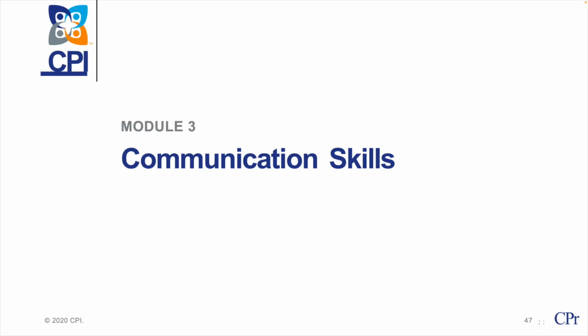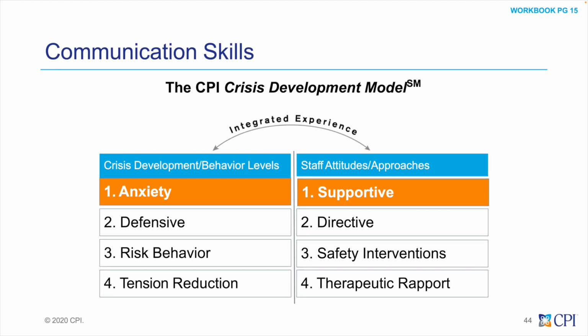Communication skills. We've already talked about the CPI crisis development model. Of course, this is the integrated experience. We have the crisis development behavior levels to the left and the staff attitudes and approaches to the right. We have anxiety equals supportive, defensive, we should be directive. When there is behavior that is risky, our job is to be safety interventionists. And then the very last, tension reduction, we go into the therapeutic rapport.